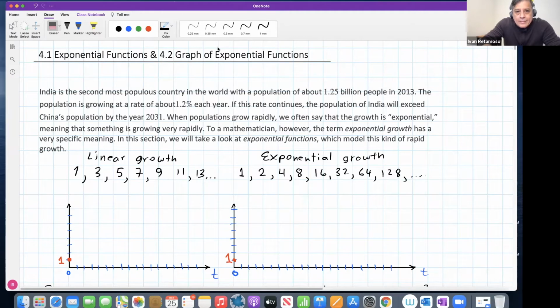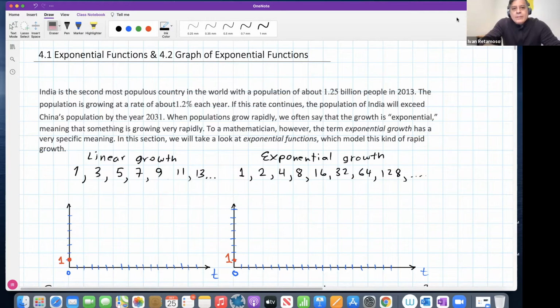And it says that in India, the population was about 1.25 billion people in the year 2013, right?